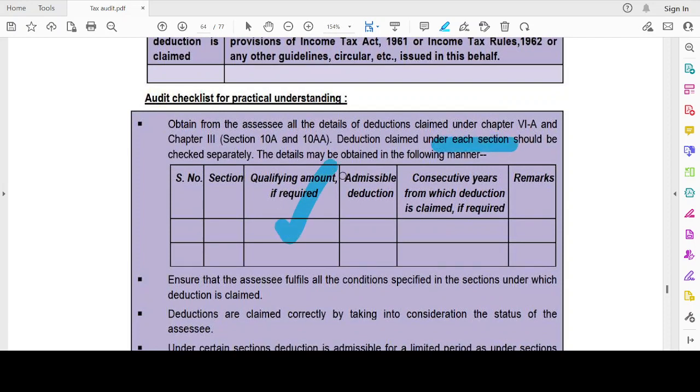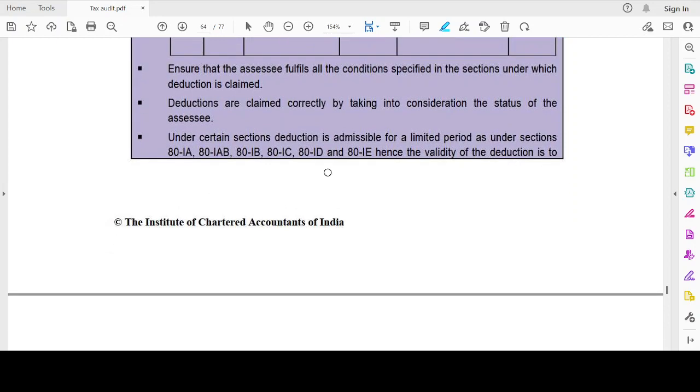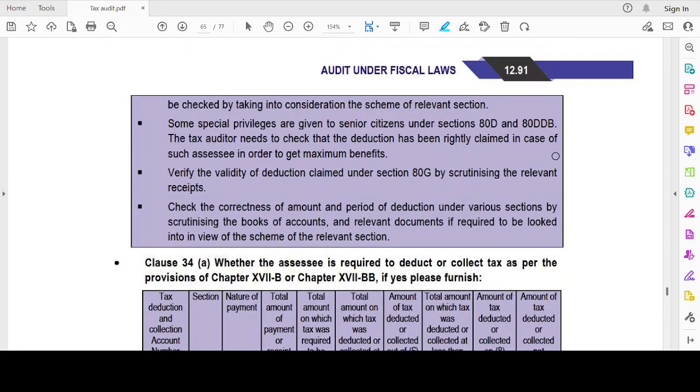For example, deduction claimed under each section should be checked separately. What is the qualifying amount, admissible deduction, consecutive years for which deduction is claimed if required, and then I have to give remarks. Okay. Under certain sections, deduction is admissible for a limited period, and hence the validity of the deduction is to be checked, taking into consideration the scheme of the relevant section. Some special privileges are given to senior citizens. The tax auditor needs to check that the deduction has been rightly claimed, okay, to get the maximum benefit.